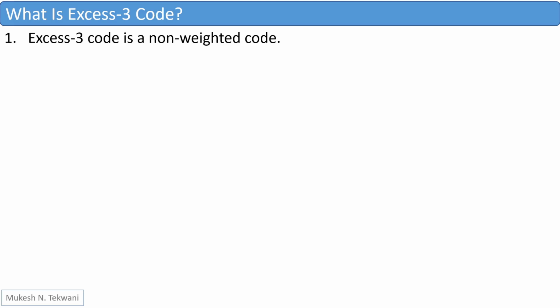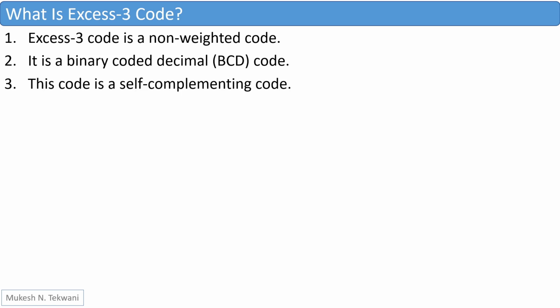We know that a non-weighted code is one in which the position of the bits do not have a specific weight. It's a binary coded decimal, also popularly known as a BCD code. Now, there is a normal or pure form of BCD code which I have discussed in another video, and this Excess-3 code is a modified form of the BCD code. This code is also a self-complementing code.